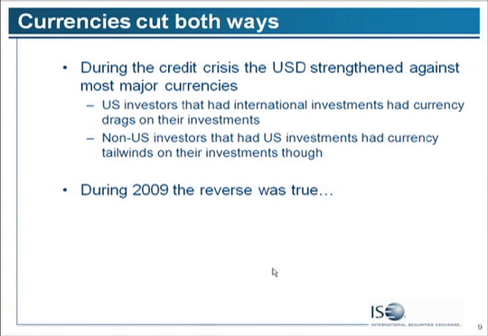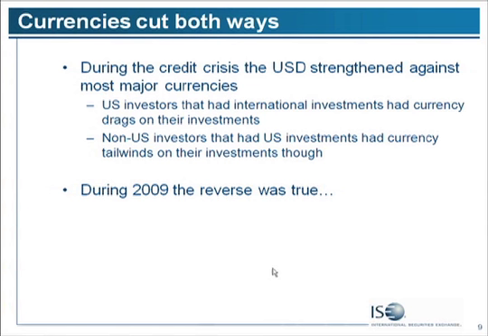Currencies can, of course, cut both ways. During the credit crisis, the dollar strengthened against just about all the currencies, I guess. Maybe one or two exceptions. The yen was probably the strongest. But U.S. investors that had international investments had currency drags on their investments. Non-U.S. investors that had U.S. investments, though, had currency tailwinds, right?